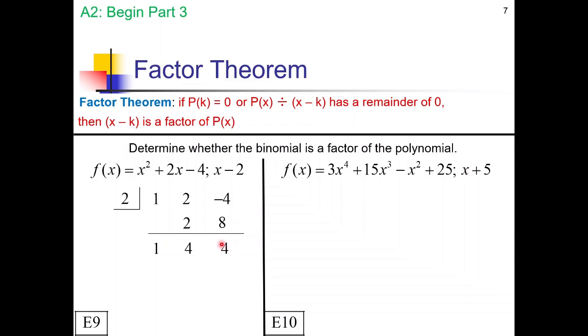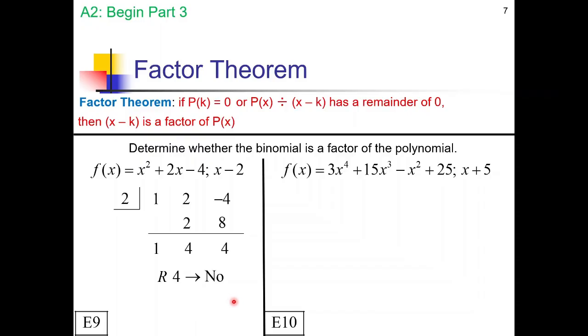Since we have a remainder of 4 and not 0, really the key is whether or not it's 0, that means that x minus 2 is not a factor of this polynomial. Now, another way that you could have done that, you could have just plugged 2 directly into the f function. So 2 squared plus 2 times 2, that's 4 plus 4, which is 8, minus 4 would also give you this 4 that we got by using synthetic division. And that'd be another way to see that since we didn't get 0, we don't have a factor.